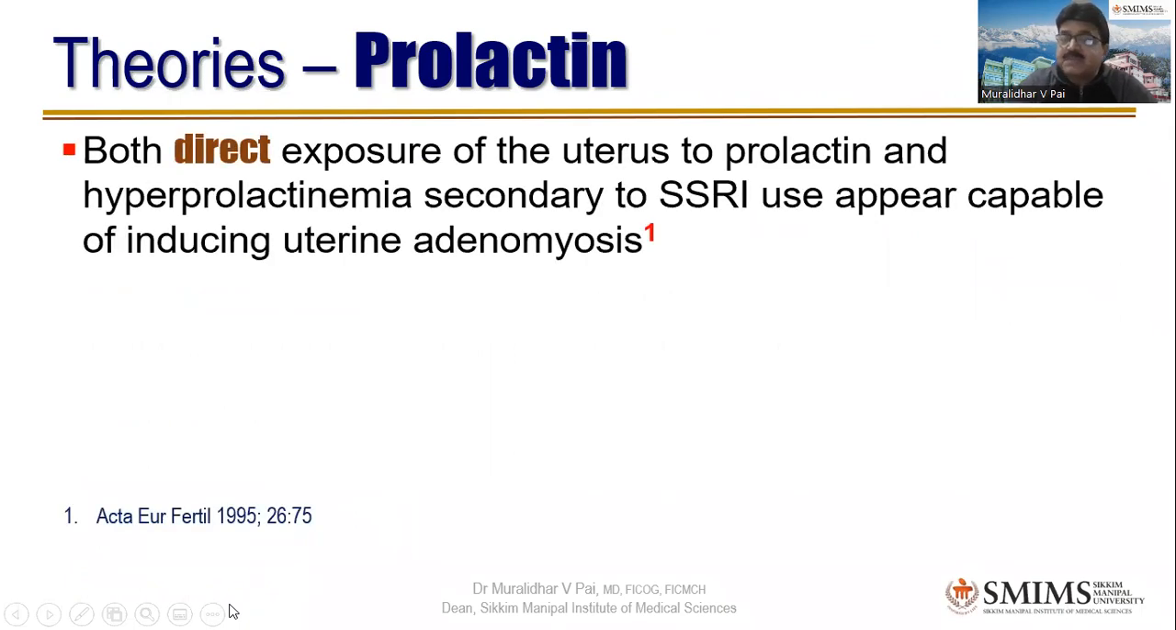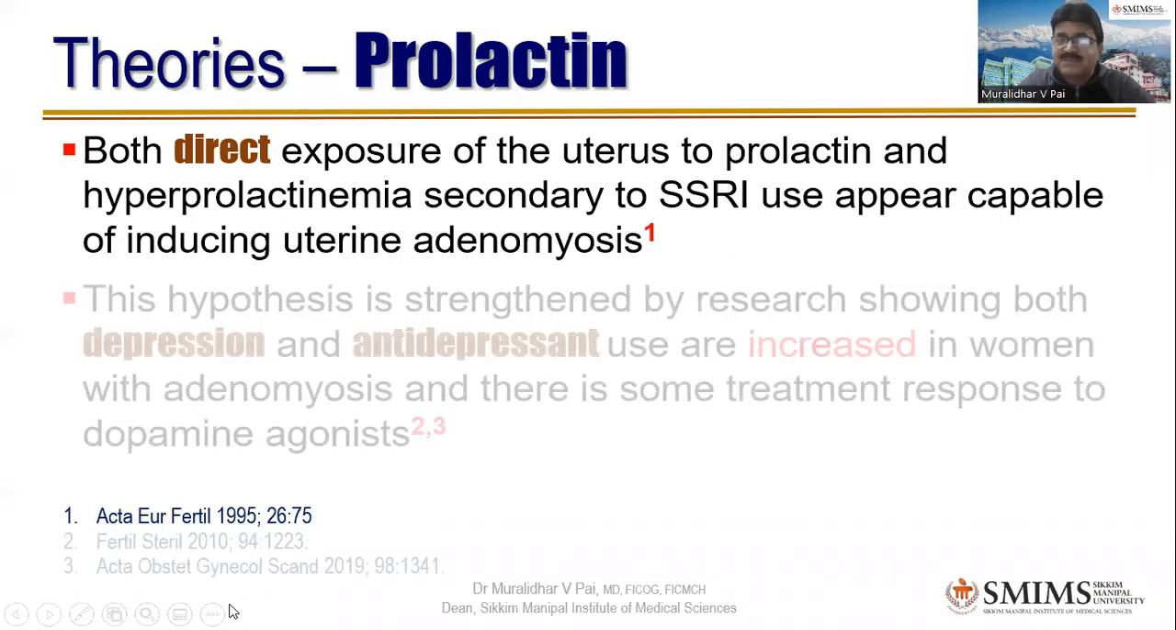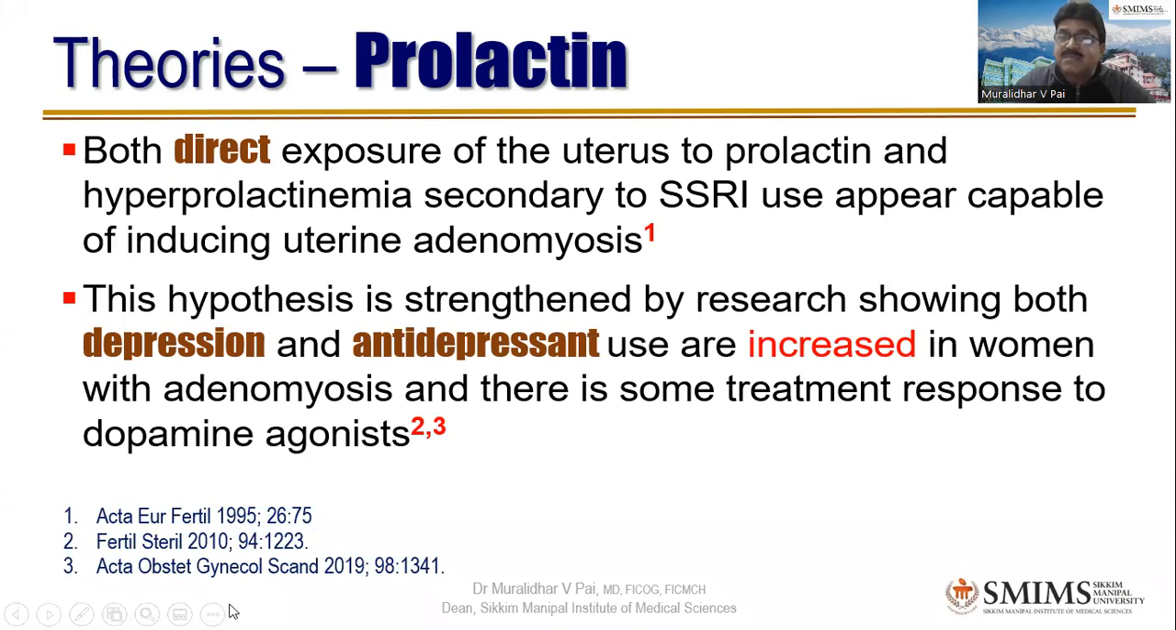Prolactin: both direct exposure of the uterus to prolactin and hyperprolactinemia secondary to SSRI. Where do you use SSRI? In depression. I told you I will connect depression and adenomyosis a few minutes ago. Now you can see the connection. SSRI use appears capable of inducing uterine adenomyosis. This hypothesis is strengthened by research showing that both depression and antidepressant use are increased in women with adenomyosis, and there is some treatment response to dopamine agonists. So it's a fantastic proof.